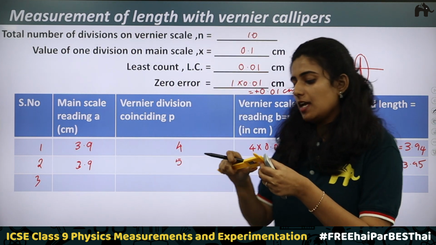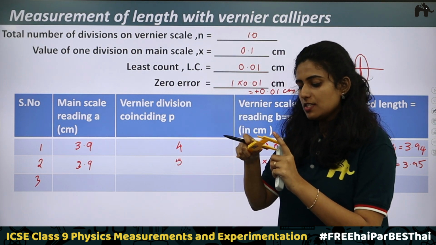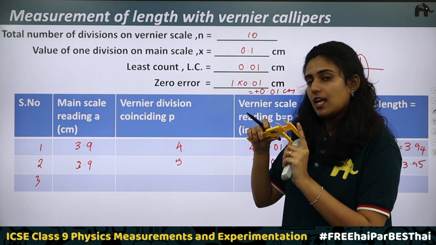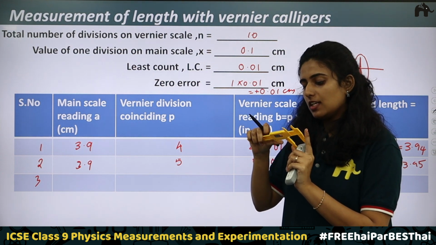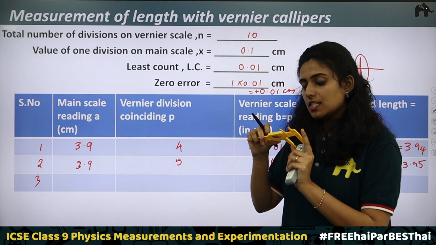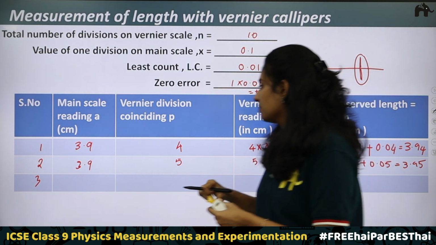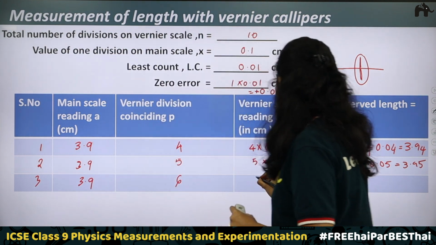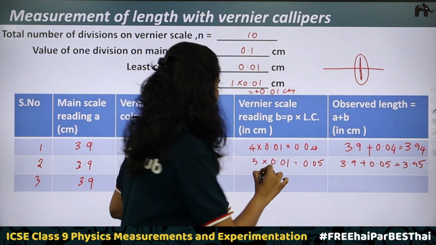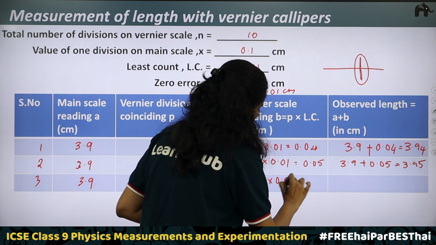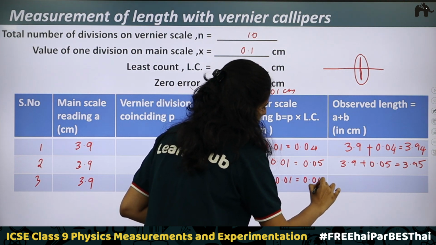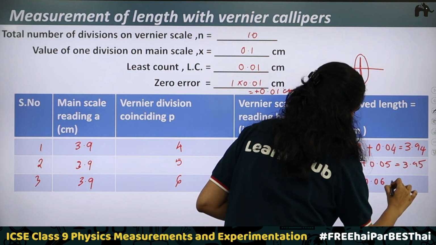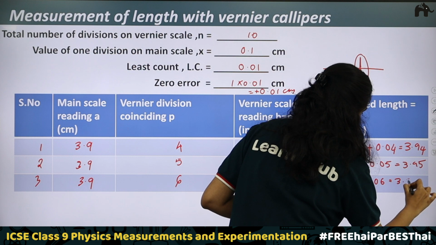Okay, now the third time, once more you are going to do this. Placing it, I am getting 39 again as the main scale. And now here we are getting 6 to be the coinciding value. So 6 into 0.01, which is equal to 0.06, therefore 3.9 plus 0.06, which is equal to 3.96.